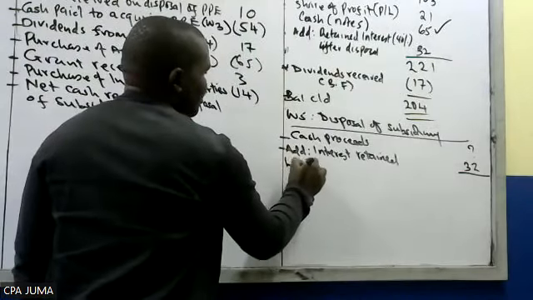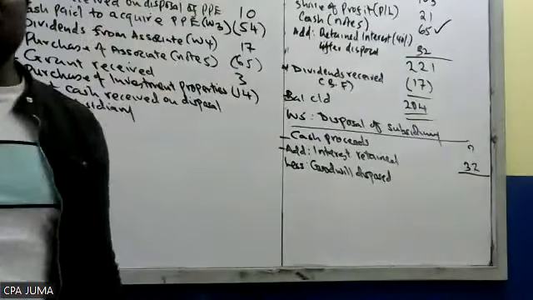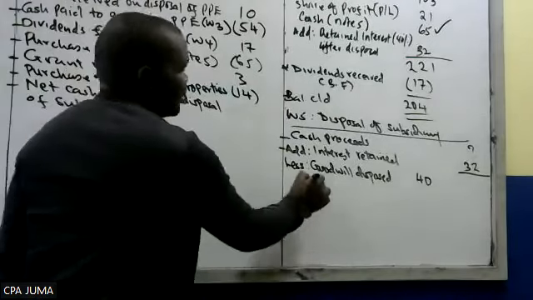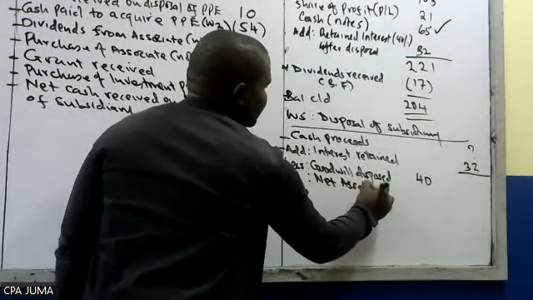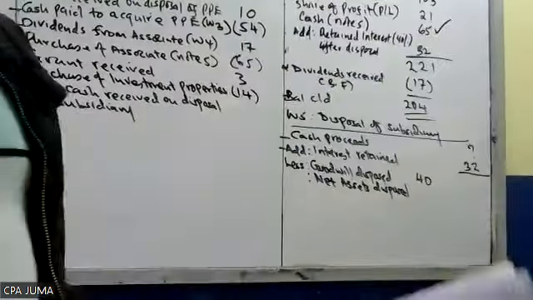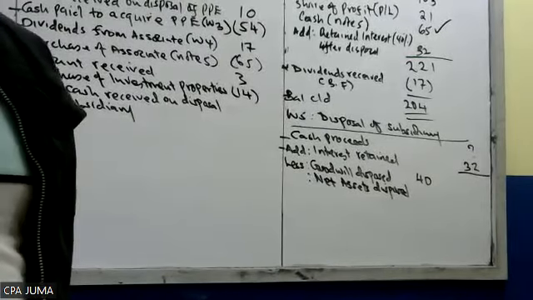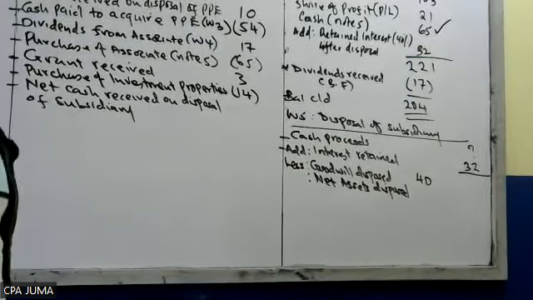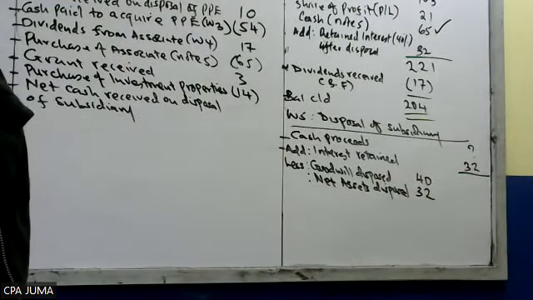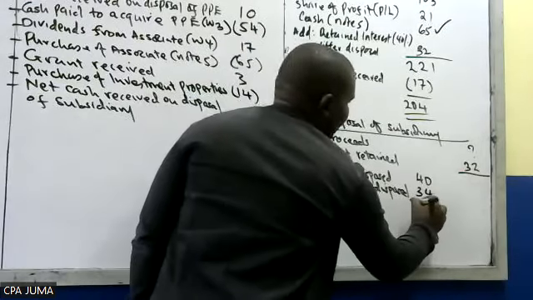Then you less goodwill disposed. On the date of disposal, we were told it was 40. Also the net assets disposed. Check the total net assets on the date of disposal, note number 4. They disposed net assets of 34. Yes, 34 is quite correct. So the total, we are talking of 74.